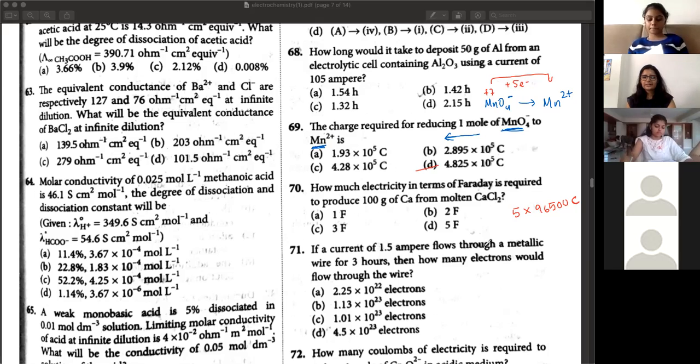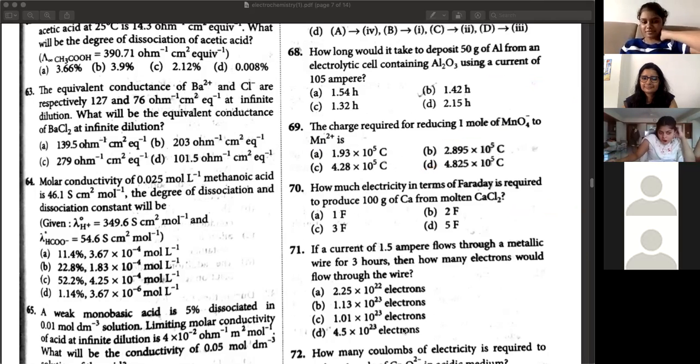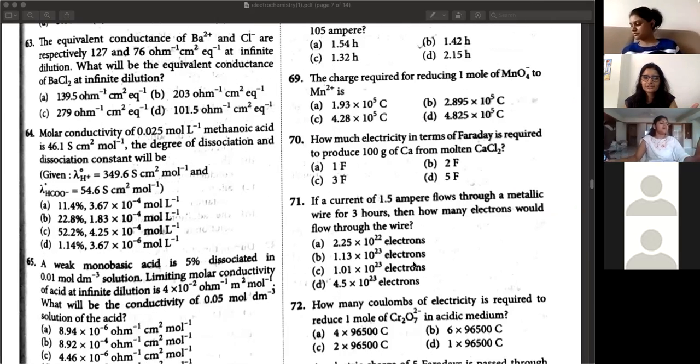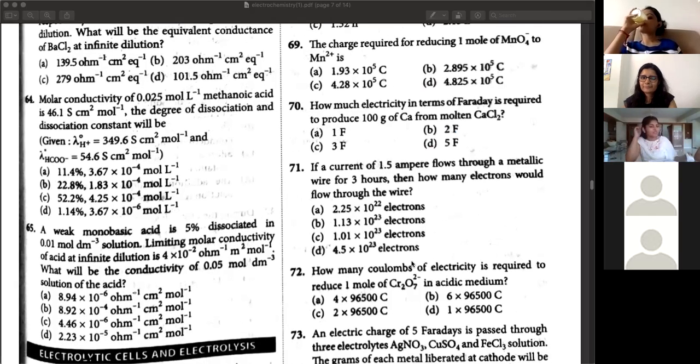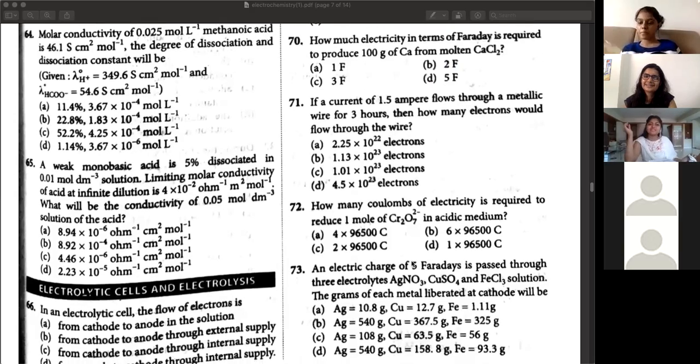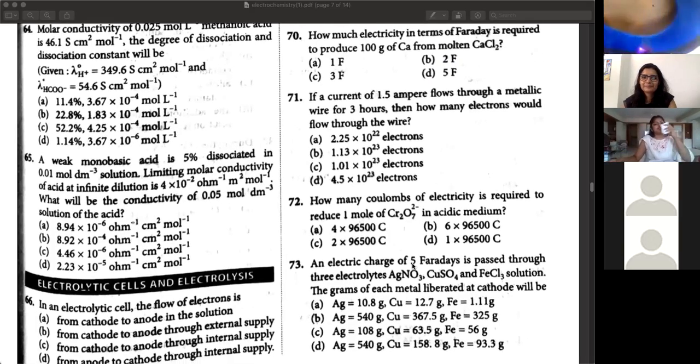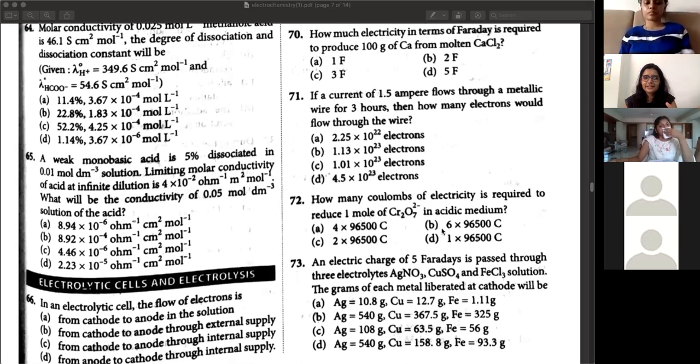So this is what your electrolysis-based questions are going to be like. Now it seems much easier than I first read it. So I told you, once you start understanding it, it seems easier. But till you don't understand it, it seems like, what the hell are we doing? It's just stoichiometry, and you're applying it to electricity instead of concentrations. That's all it is.